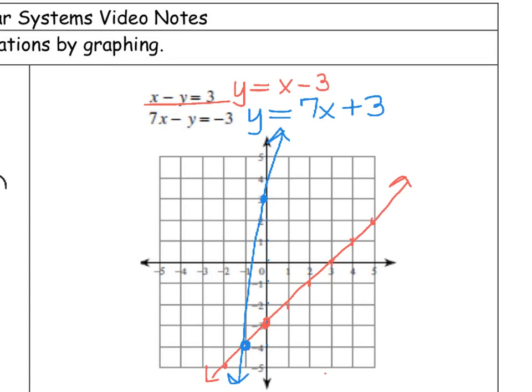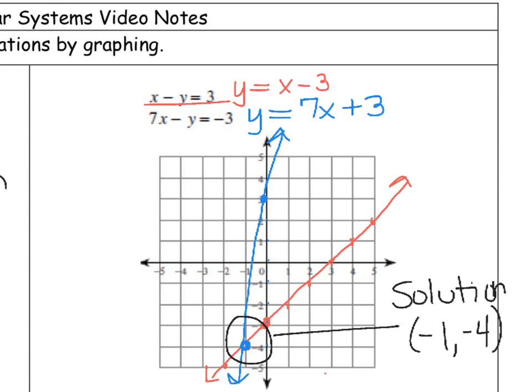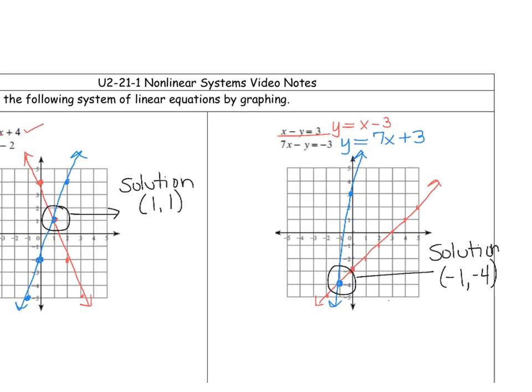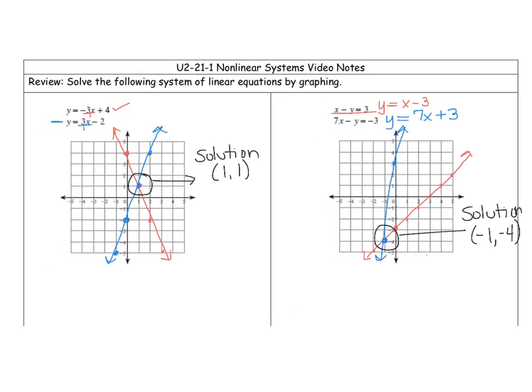But again, we're looking for one point of intersection. In this case, that's our solution, and our solution is (-1, -4). So again, if I plug in negative 1 for x, negative 1 minus 3 is negative 4. If I plug in negative 1 for x here, 7 times negative 1 is negative 7, and negative 7 plus 3 is negative 4. So these two had just one solution.